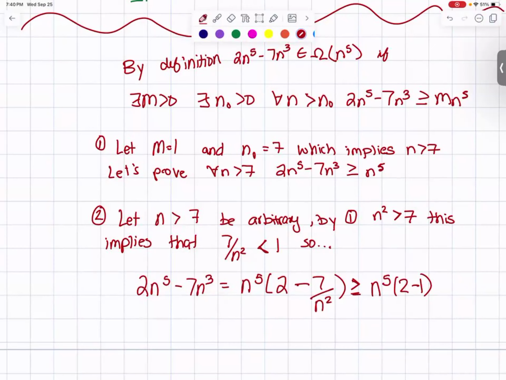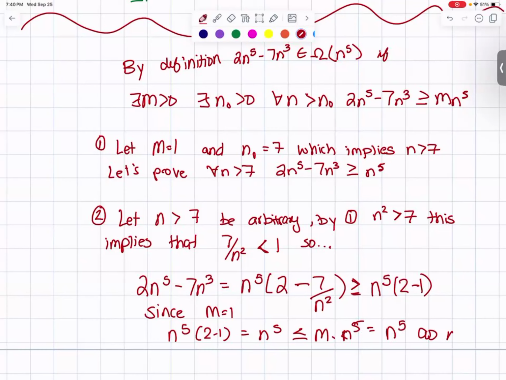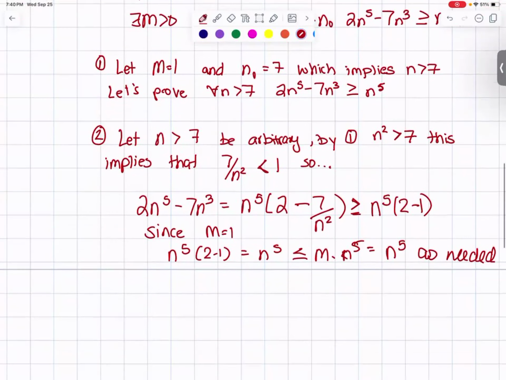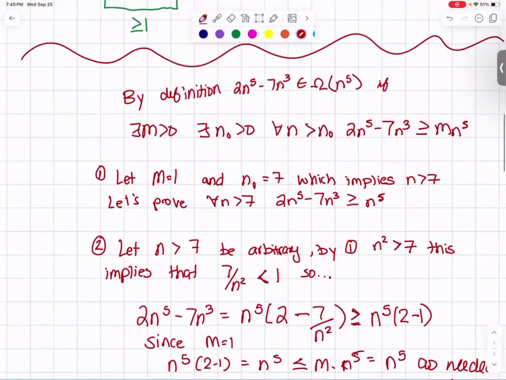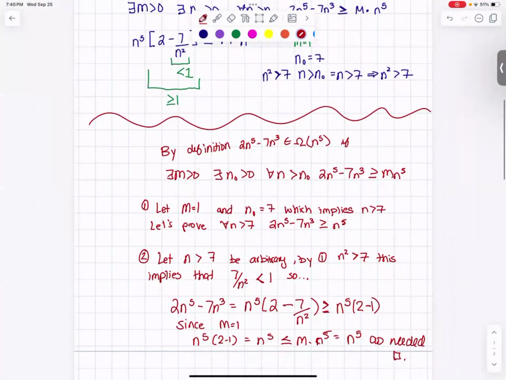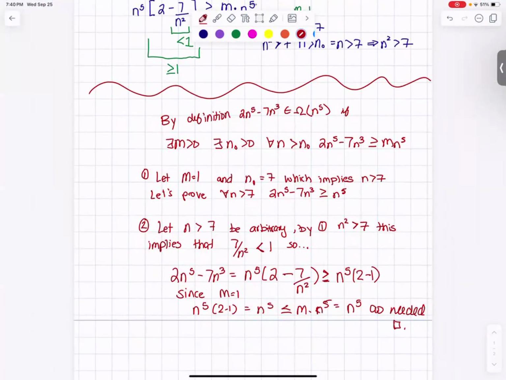And then we're able to say that since m equals 1, n to the 5 times 2 minus 1 is the same as just saying n to the 5, which is greater than or equal to m times n to the 5, which as we know is just n to the 5 as needed. So we've shown that 2n to the 5 minus 7n cubed is indeed greater than or equal to n to the 5. And that's all we have to do in order to officially do this proof.